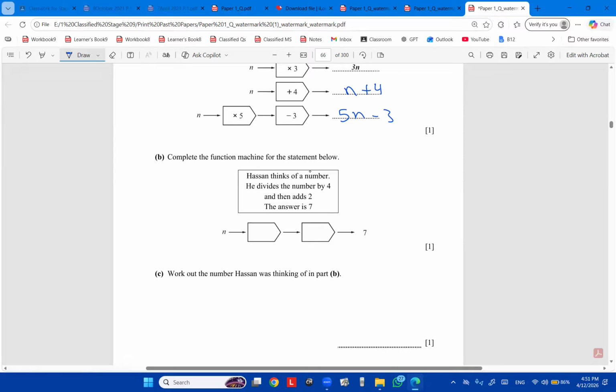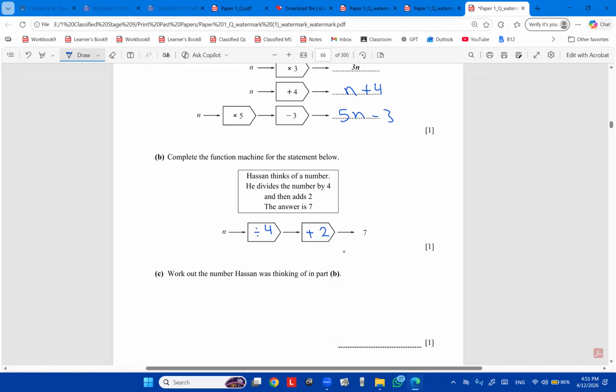Complete the function machine for the statement below. Hassan thinks of a number. He divides the number by 4, so n divided by 4, and then adds 2. The answer is 7. Work out the number Hassan was thinking of in part B.